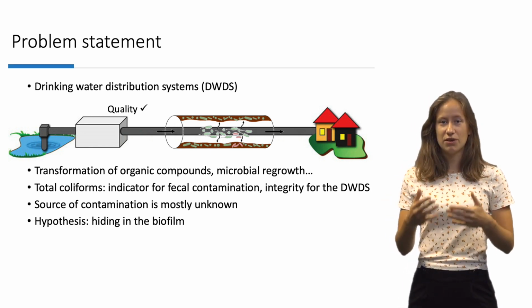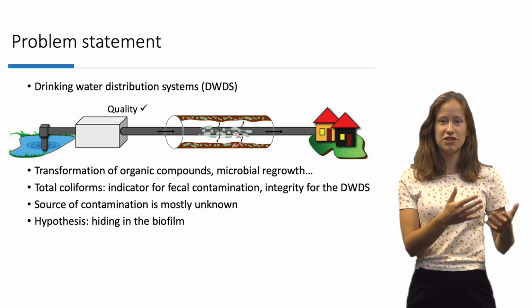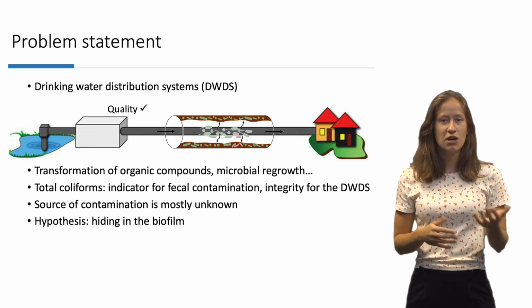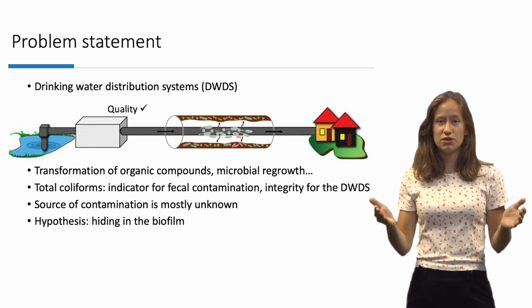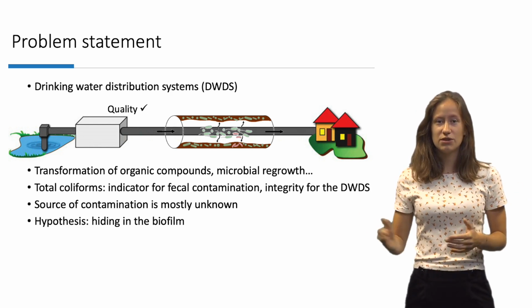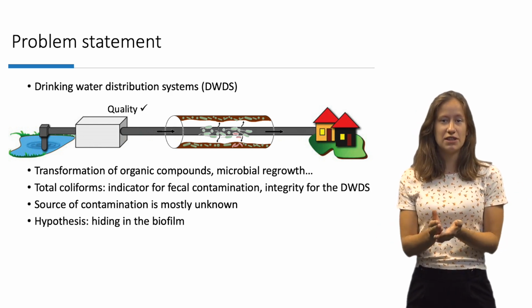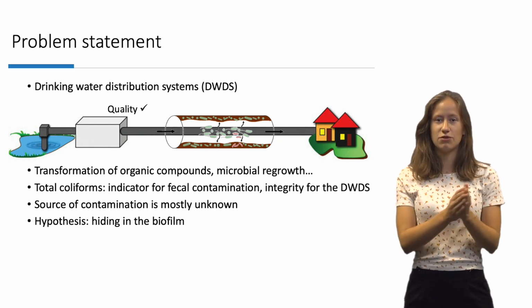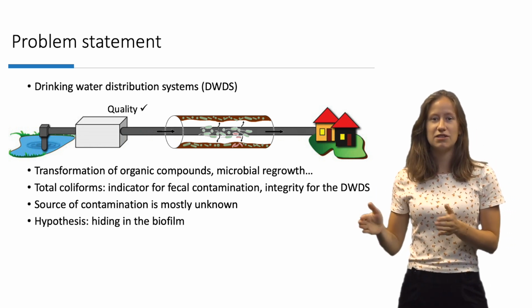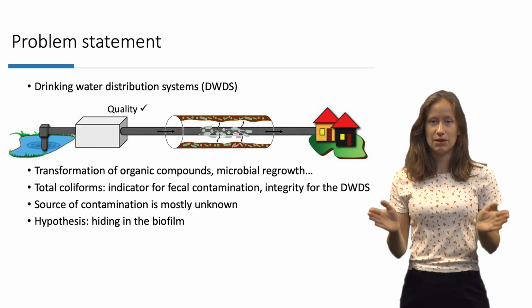For example, your water quality can change because of interactions with the pipes and the biofilms. Organic compounds can be transformed. There could be microbial regrowths and so on. But you should know that there are a lot of parameters that are controlled and strict requirements need to be fulfilled to distribute tap water.